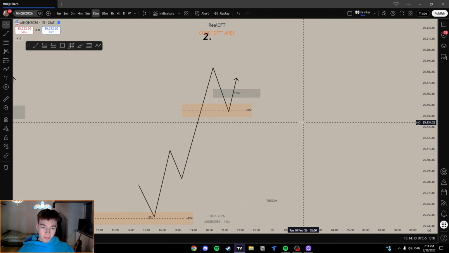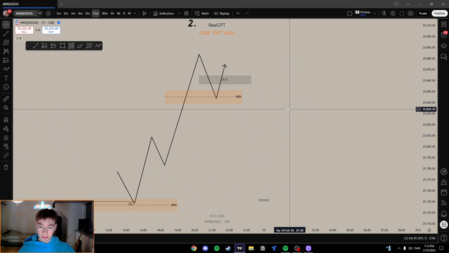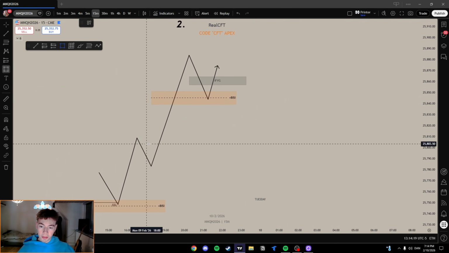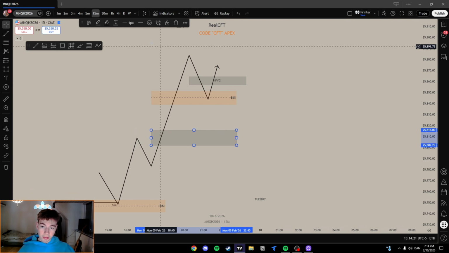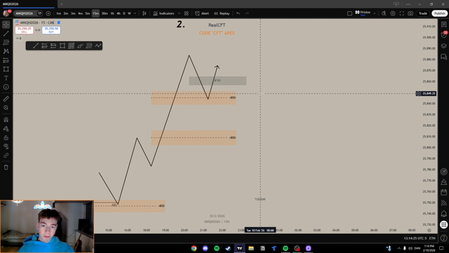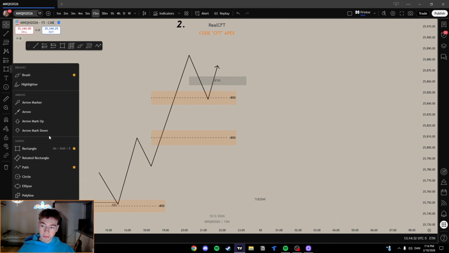Now, why is this a bad setup right here, and why will it fail 90% of the time? Well, because in this case we also have an unmitigated 5-minute gap down here. So you need to be aware. It's exactly the same as equal lows. They are like a magnet to the market. It's a very dangerous place.